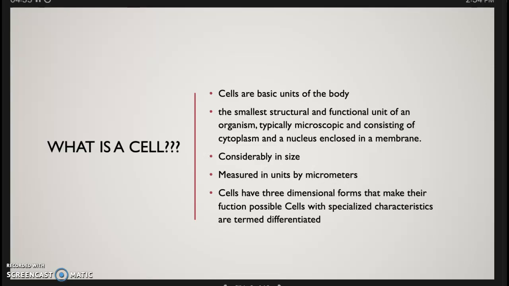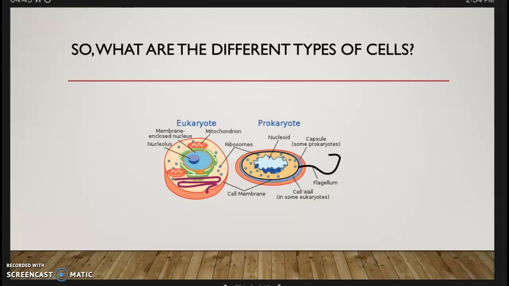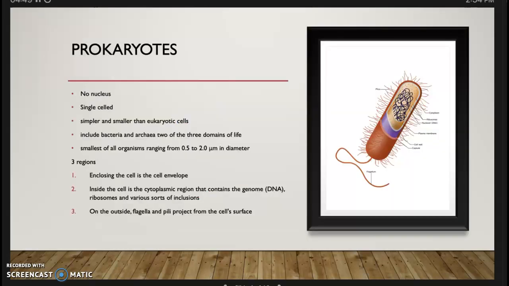Cells have three-dimensional forms that make their function possible, and cells are specialized in their characteristics based on how they are differentiated. There are so many different cells. I started off with the eukaryote and the prokaryote. The prokaryotes have no nucleus. They're single-celled, simple, and smaller than the eukaryote cells.